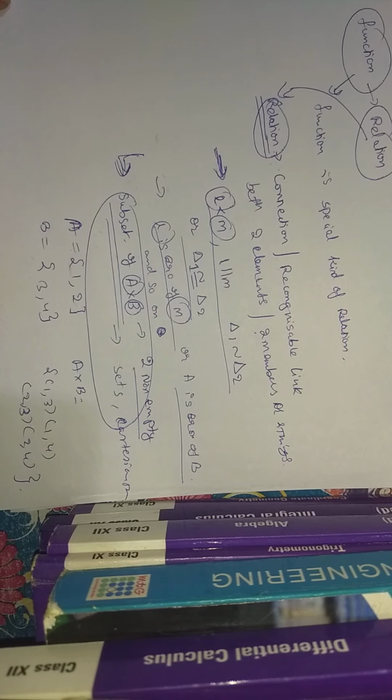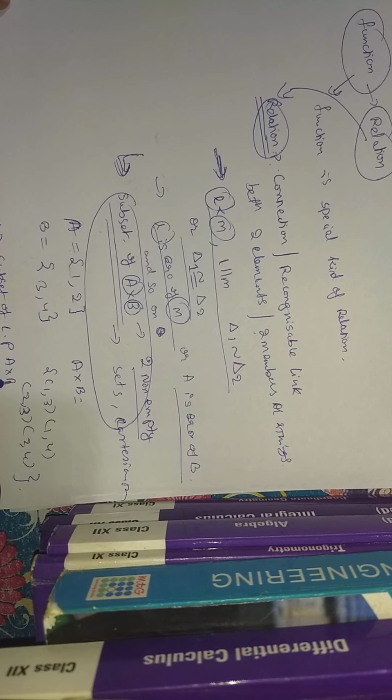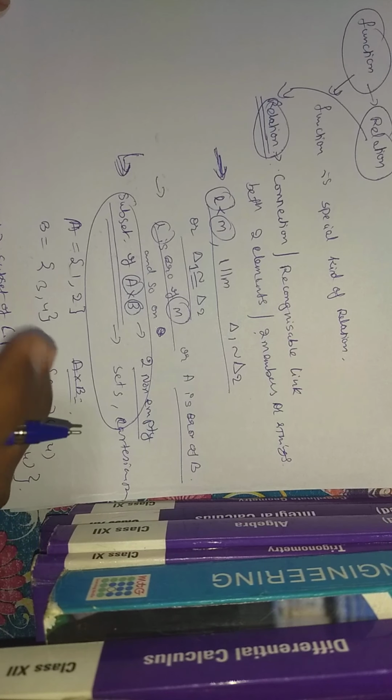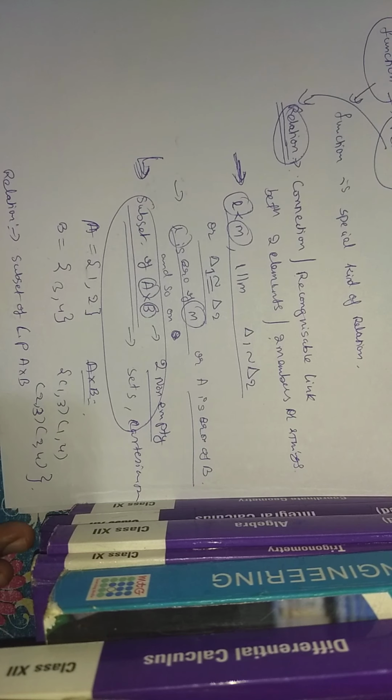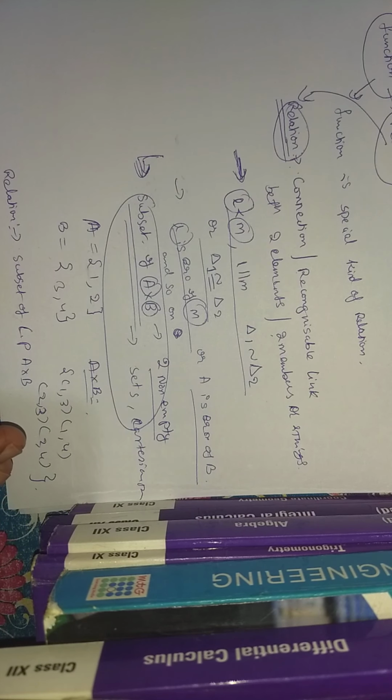So finally, coming to formal definition, relation means subset of Cartesian product A cross B, where A and B are two non-empty arbitrary sets. So this was all about relation. I hope you might have understood what is relation. If any doubts, you can text me.